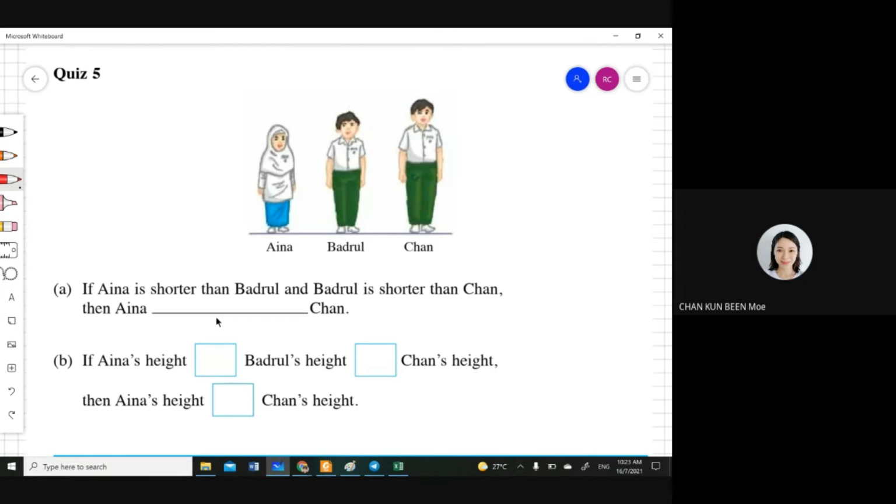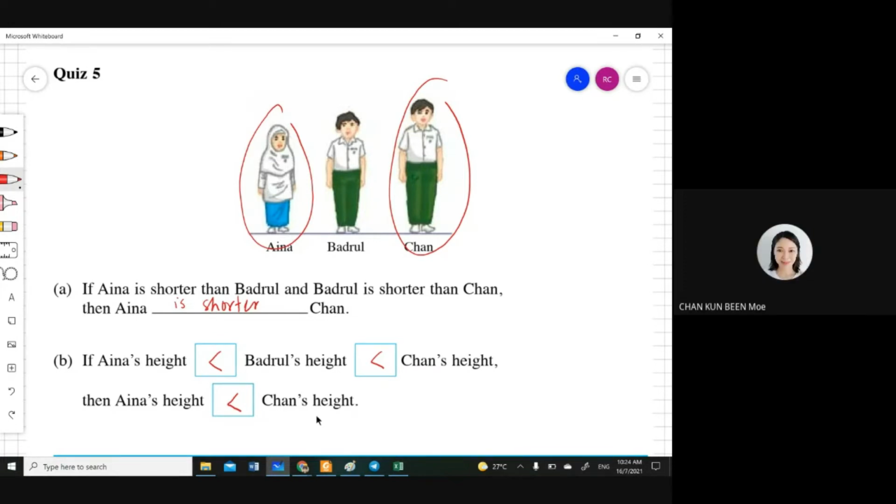Then Aina, when you compare to Chan, these two only, what happened? Is she taller or shorter than Chan? Shorter. Aina is shorter than Chan. So that's the conclusion. If Aina's height is less than Badru's height, and Badru's height is less than Chan's height, then the conclusion, Aina's height is less than Chan's height. Can you see that?